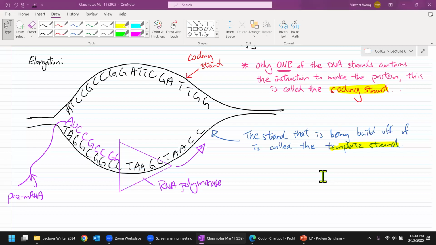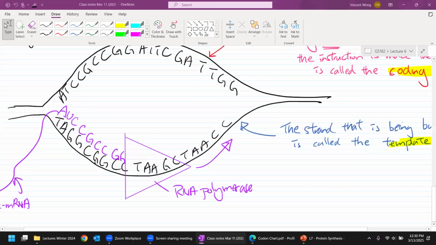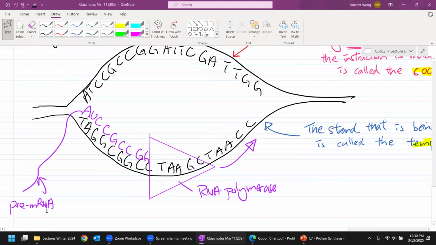Right. So previously we were talking about the process of transcription, which involves taking a section of a DNA and then making a copy of it in the form of a messenger RNA. Now, the messenger RNA that you're going to be getting is called pre-mRNA because it is still premature. It's not ready to be taken out into the cytoplasm just yet.